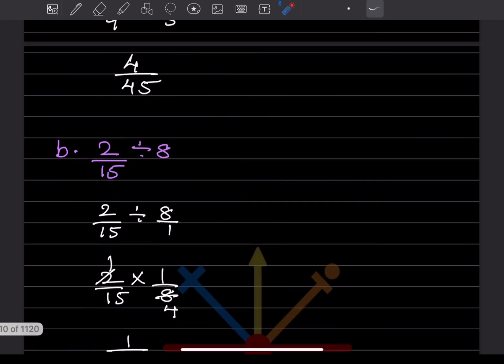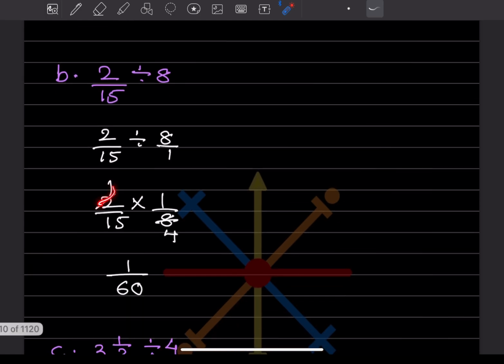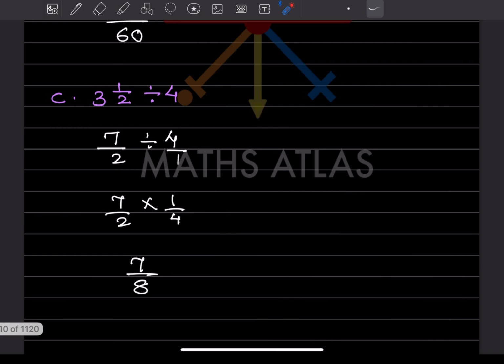Again here the same, 2 by 15 divided by 8 by 1. So this will be 2 by 15 and this will be multiplied by, this will get flipped over, 1 by 8. So 2 ones are 2, 4 eights are 32, and this is going to be 1 by 60. Always, wherever possible, try to simplify it or keep it as it is, and later on you can write the final answer. Now see here, this is the mixed one. So make it an improper one.